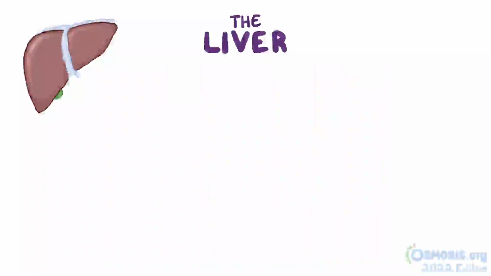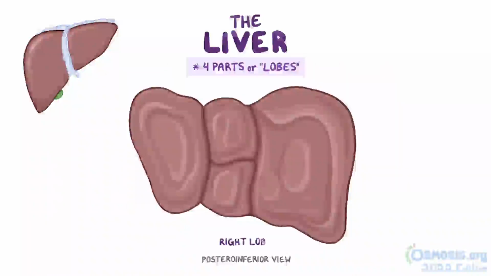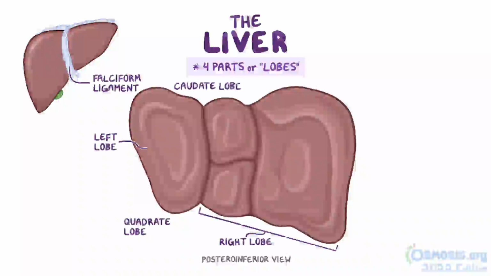When you look closely, the human liver is actually divided grossly into 4 parts, referred to as lobes. There is a larger right lobe, which is separated from a smaller left lobe by the falciform ligament. Then come the caudate as well as the quadrate lobes, which are anatomically included in the right lobe.